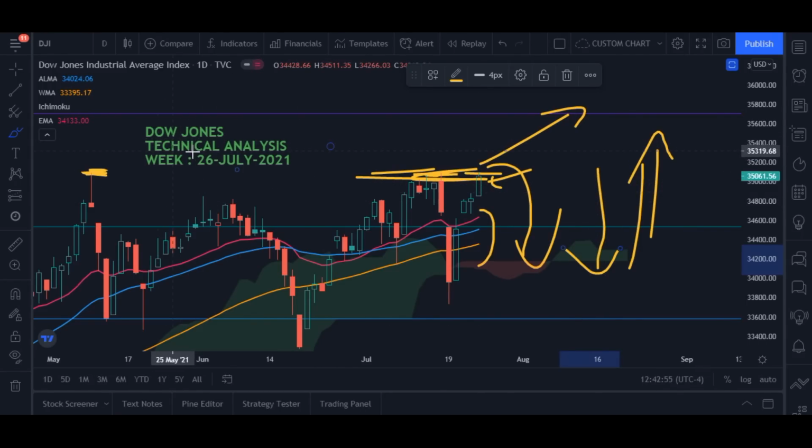Okay, guys, so this was my technical analysis for the Dow Jones Industrial Average Index for the week commencing from 26th of July 2021.